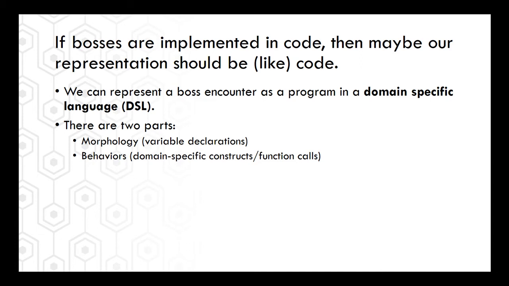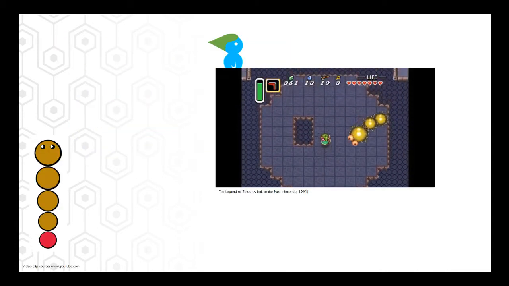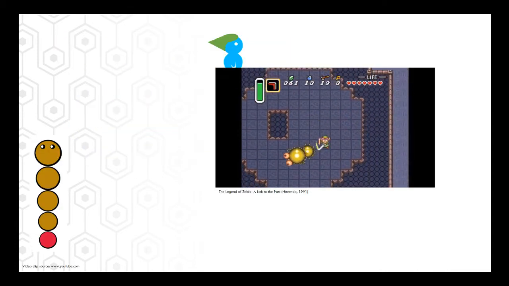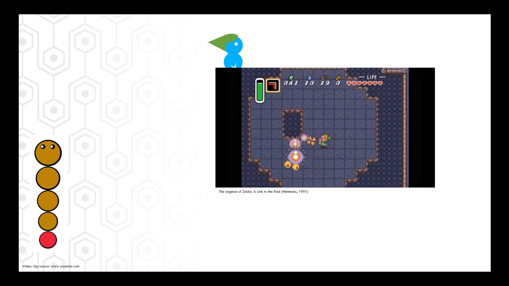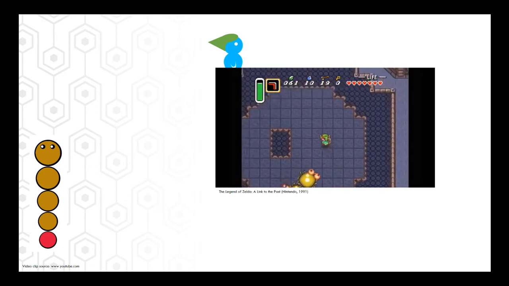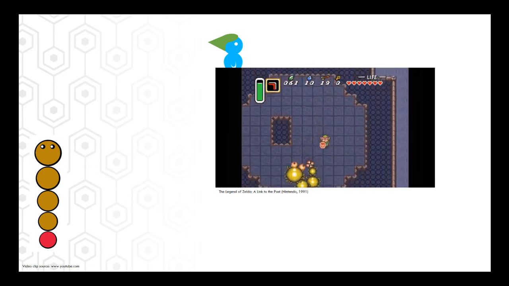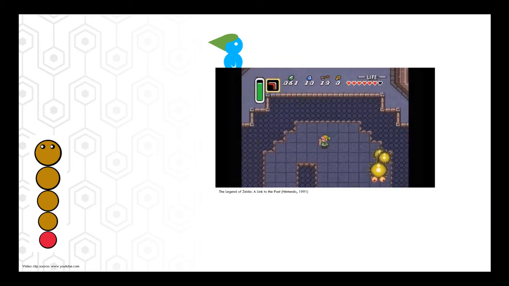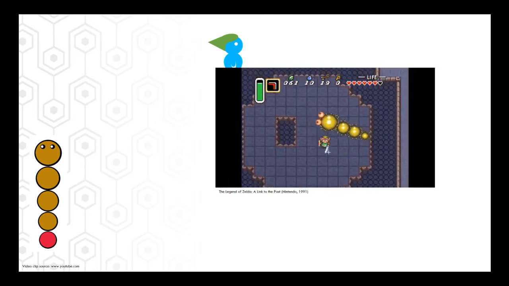So what does this actually look like? I'm going to walk very quickly through an example of a boss, and I'll show you how it's encoded in a domain-specific language. Here we have the Moldorm boss from The Legend of Zelda: A Link to the Past. Very quickly, this is a worm-like boss that moves around. It has a weak point on its tail. On the left, we have a little picture of this Moldorm boss.